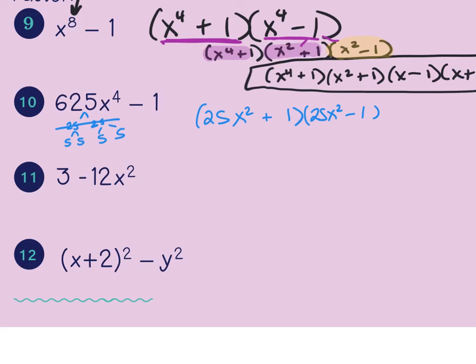The first one's a sum, I can't do anything with, but the second one is the difference of two squares again. So I can keep the first one the way that it is. The second one becomes 5x plus 1 and 5x minus 1.